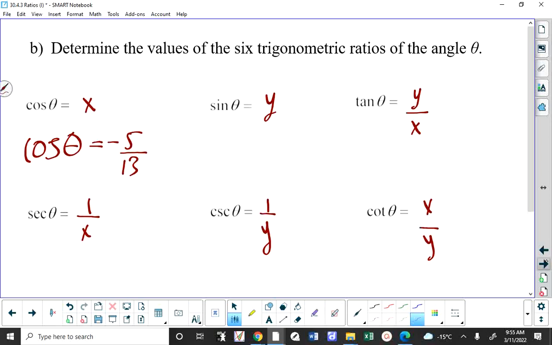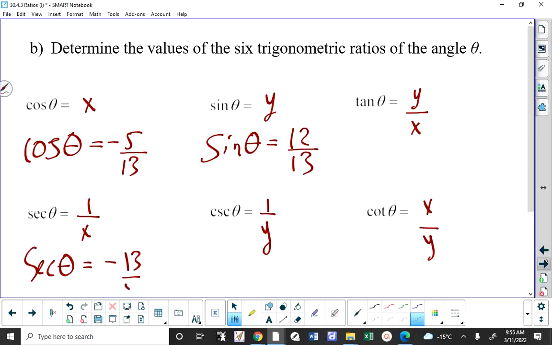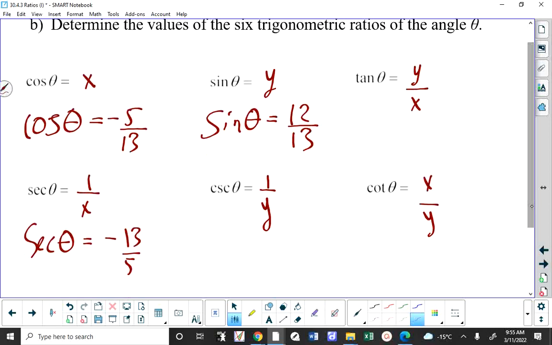Okay. Sine of theta is the y coordinate, which was 12 over 13. Secant of theta is the reciprocal of cos, so it's negative 13 over 5. I want you to notice that I always put the negative on the top. I don't like putting a negative on the bottom of a fraction. Cosecant is the reciprocal of sine. Sine is 12 over 13, which means cosecant of theta is 13 over 12.